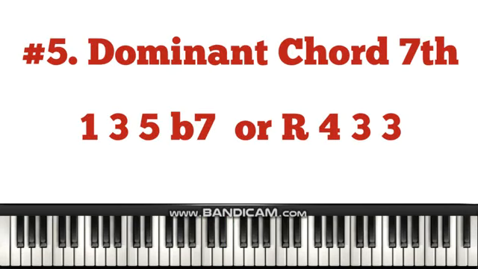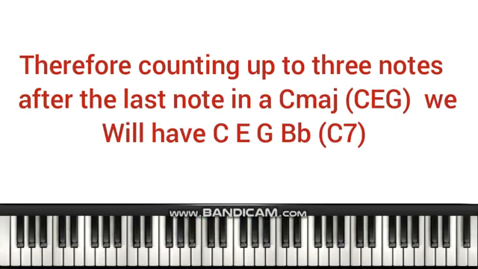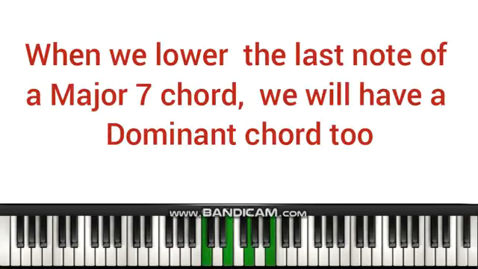Now the next chord is the dominant chord. The dominant chord is the dominant 7th chord. So when you have a C major chord, or let's say any major chord, then you count 3 notes after the last note. So you have 1, 2, 3. You have formed a dominant chord. Basically, a dominant chord is gotten by forming a major 7th chord, then by flattening the last note, that's the 7th. B, to get B flat, so B flat.